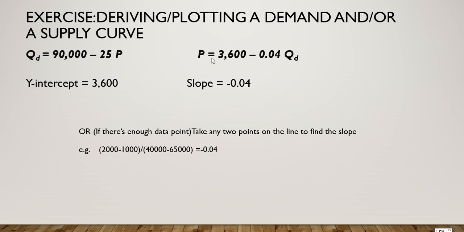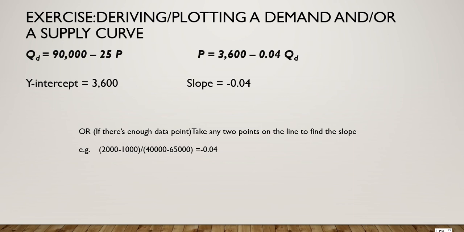So if you recall what you learned in college algebra, if we have the linear equation in this form, the y-intercept will be this number here. And the slope is the number next to the x variable in your college algebra, whereas in this case that's a Q. Okay. So in this case the y-intercept is 3600 and the slope is negative 0.04.